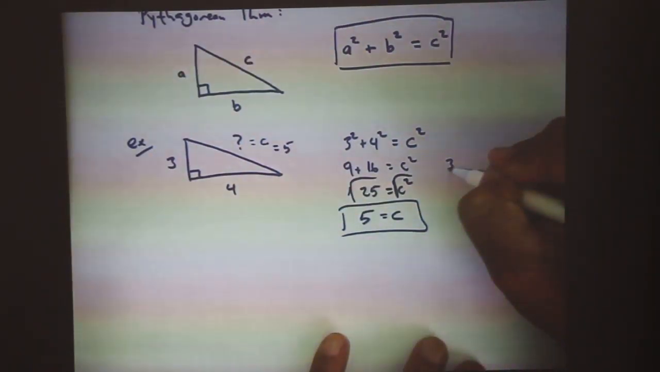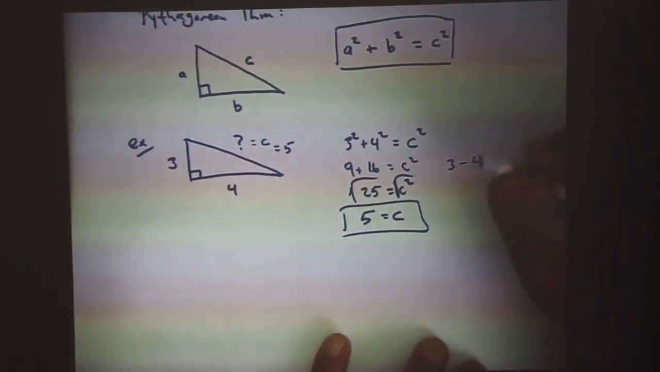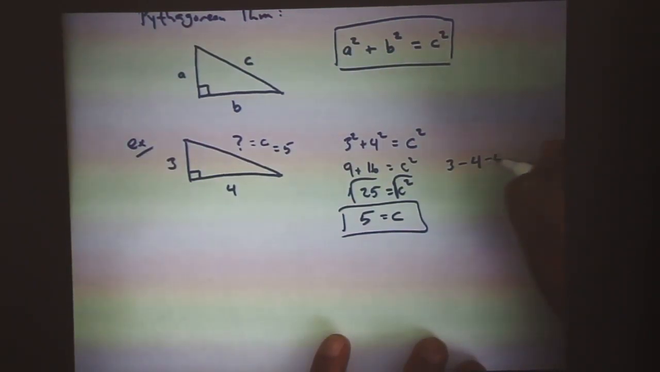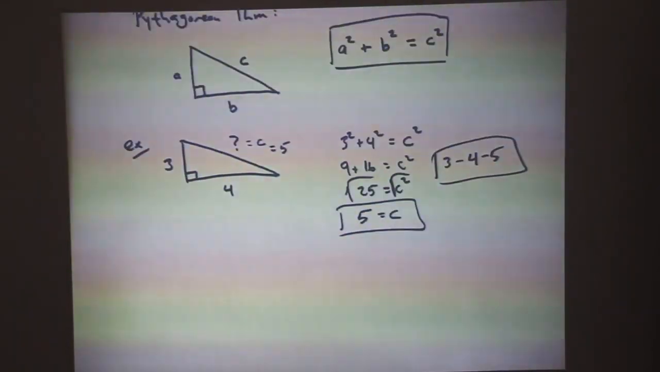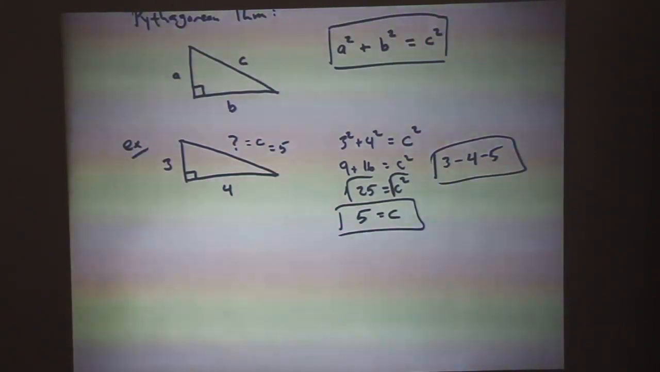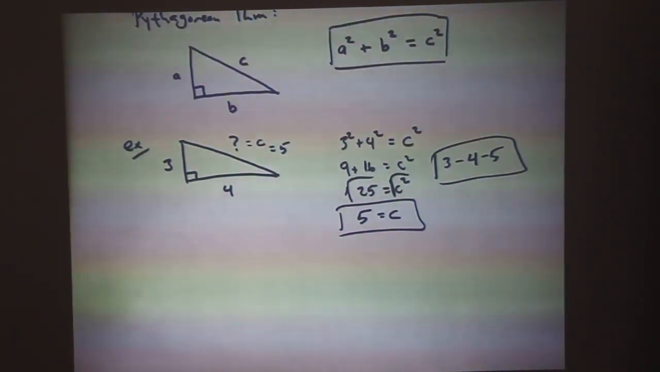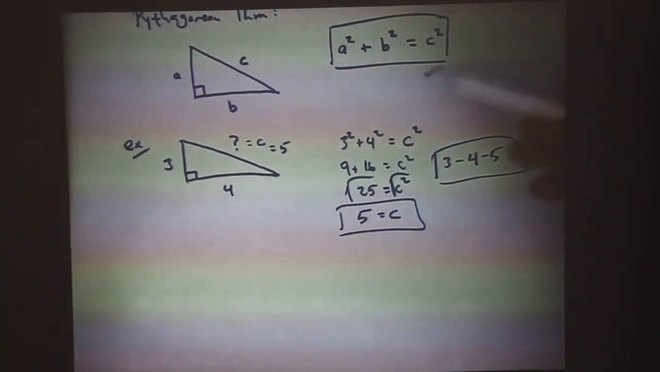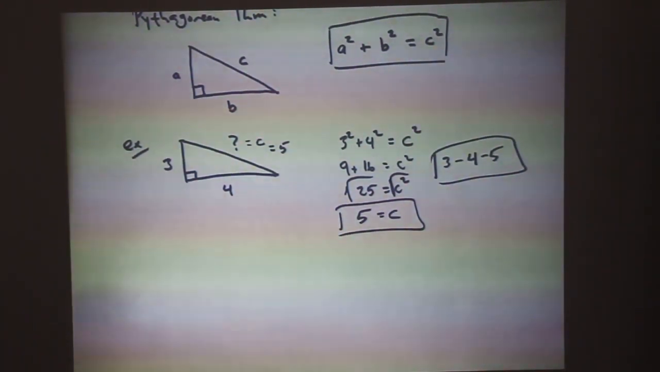That combination of side length 3, other side length 4, hypotenuse 5, we call that a 3, 4, 5 triangle. We call those Pythagorean triples. They fit perfectly into the Pythagorean theorem.